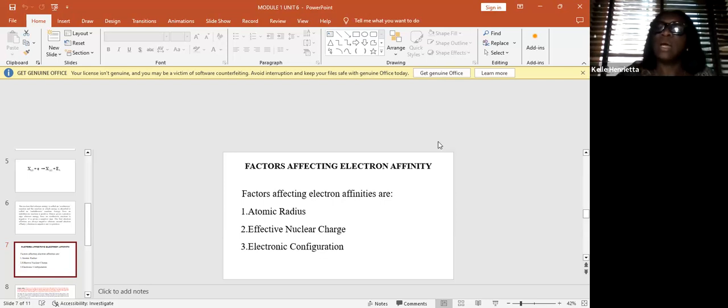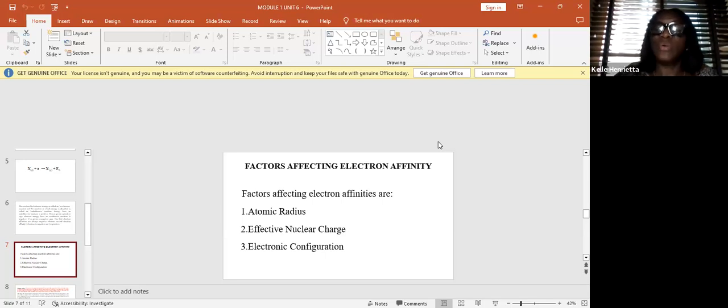But once the atomic size of that atom is large, the nuclear charge will be less on the incoming electron in the valence shell. So the energy that will be released for the attraction between the nucleus and this electron to be held in place will be less. So that is that about atomic radius in terms of size, small or large. Then the nuclear charge, I've explained both of them.